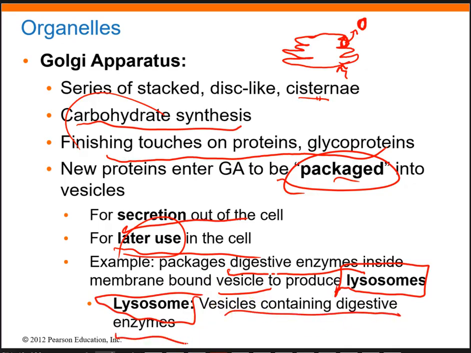Now, can you think about why we might put these enzymes inside a vesicle? Why wouldn't we just want them floating around the cell? Well, I just said they digest things. They break things down. So if we let them just float around the cell freely, they would actually digest the cell. They would break the cell down. So we package them in this little vesicle until we have something very specific that we want to fuse with it to digest.